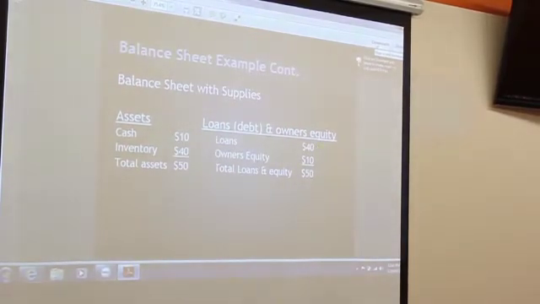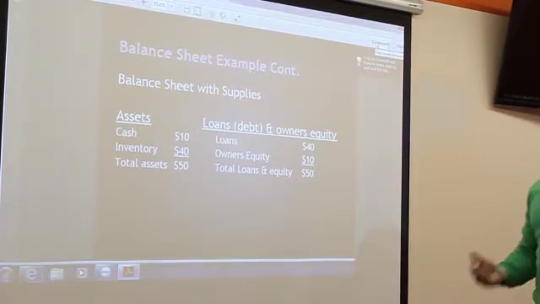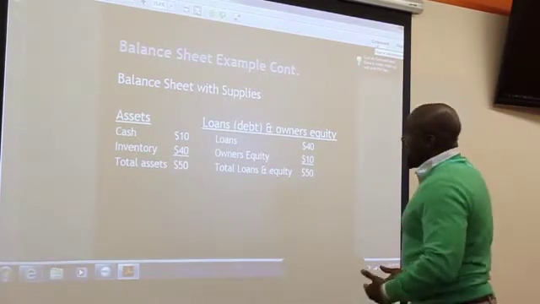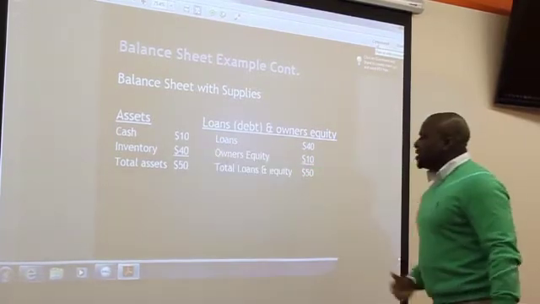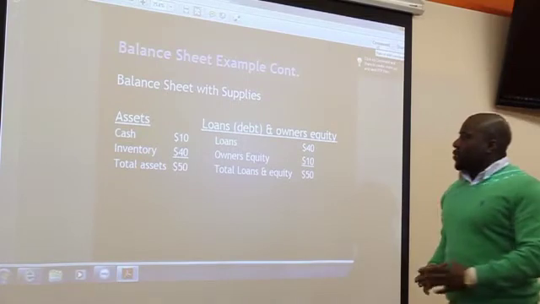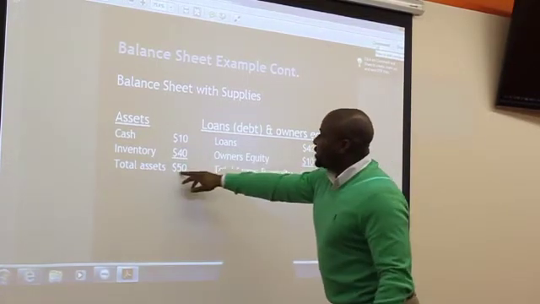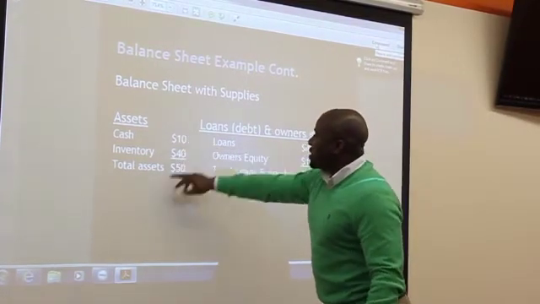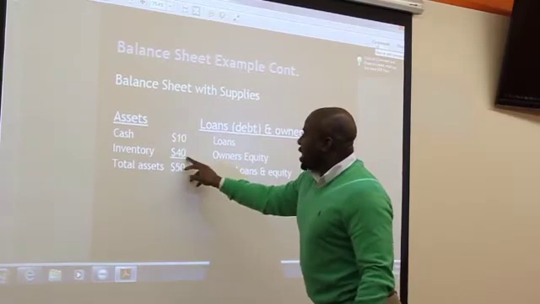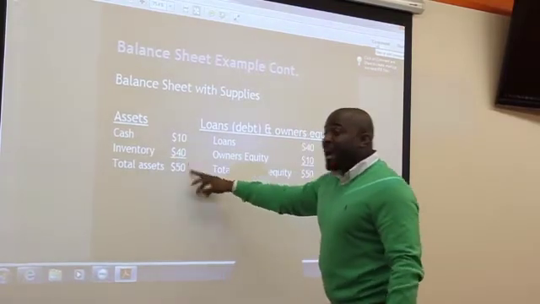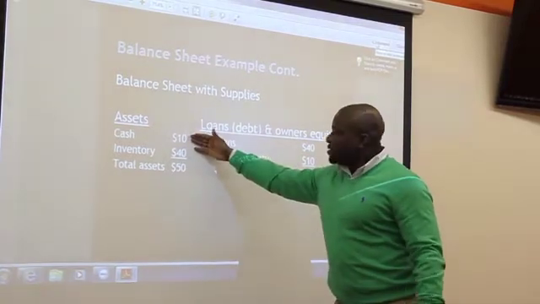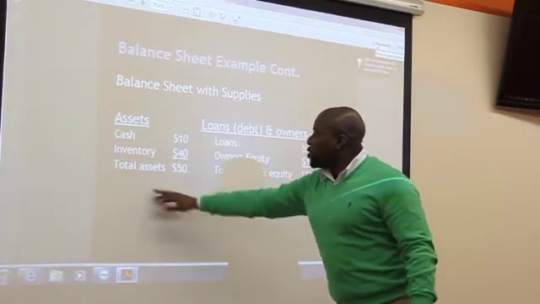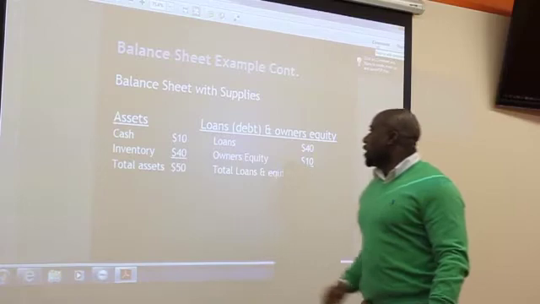All right, continue, a balance sheet with supplies. So now with that $50, I'm actually buying inventory, I'm buying supplies. As you remember on the other sheet, we had total assets of $50 in cash, but we took a loan out to get it. Now I'm spending $40 on supplies, which is my inventory. So that leaves me with $10 plus $40 worth of inventory, which makes my total assets $50.